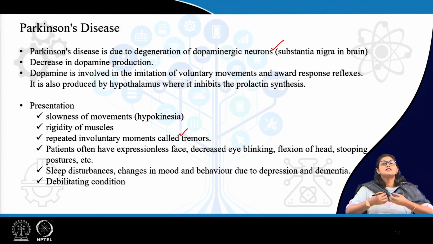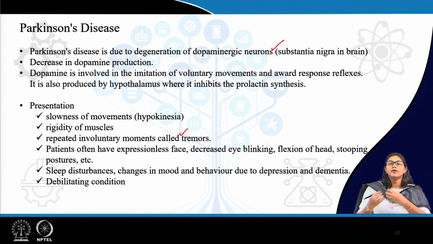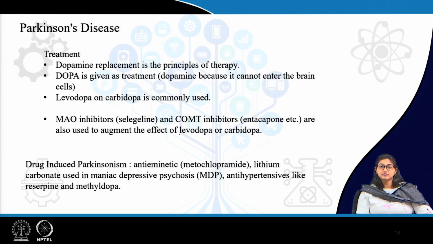Associated with that, there are sleep disturbances, mood or behavioral disorders, depression, dementia like that. And you all know, this is one very debilitating condition, because finally the movement disorder is so aggravated that the patients are totally bedridden, their movements are totally restricted. So, these are the manifestations of Parkinson's disease.